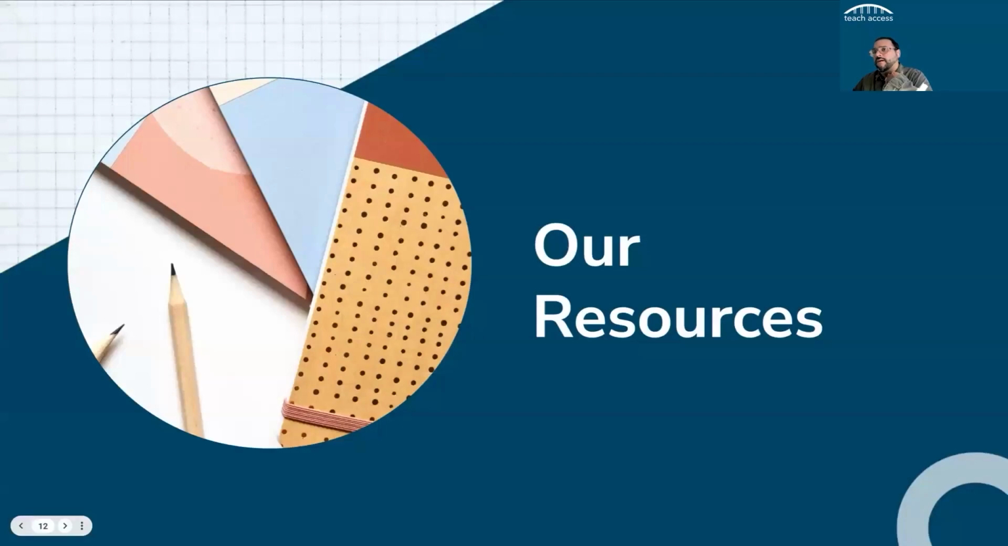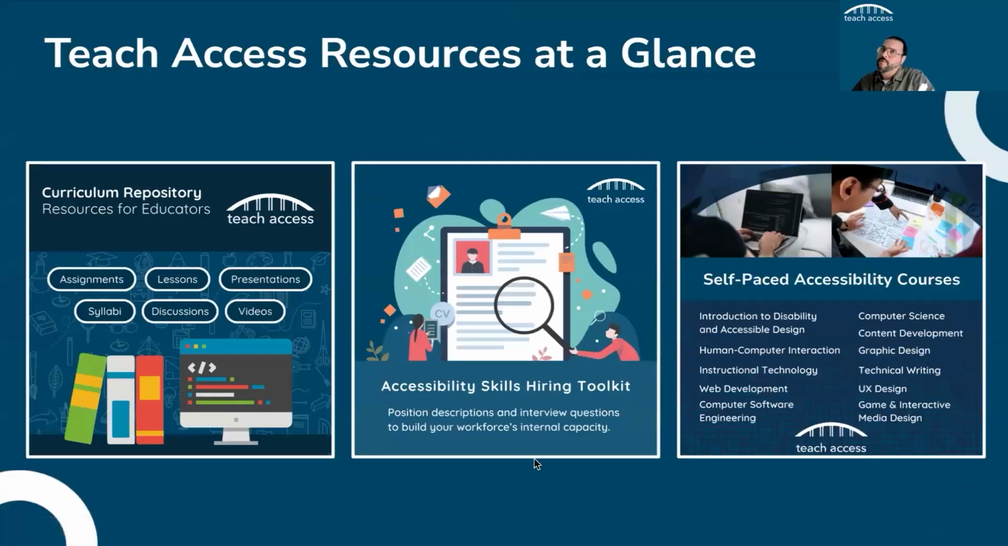So our resources, at a glance, are three main resources. Up on the screen are graphics for each announcing these resources. From left to right, the first one is the curriculum repository, which is a collection of over 350 open educational resources developed by faculty to teach students accessibility concepts and skills in different disciplines. And this includes assignments, lessons, modules, presentations, syllabi, discussions, videos, etc.